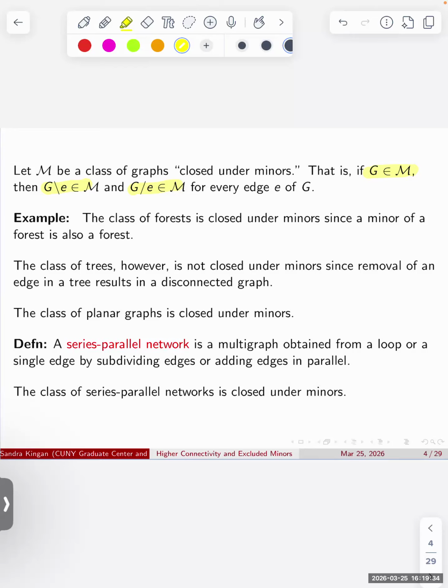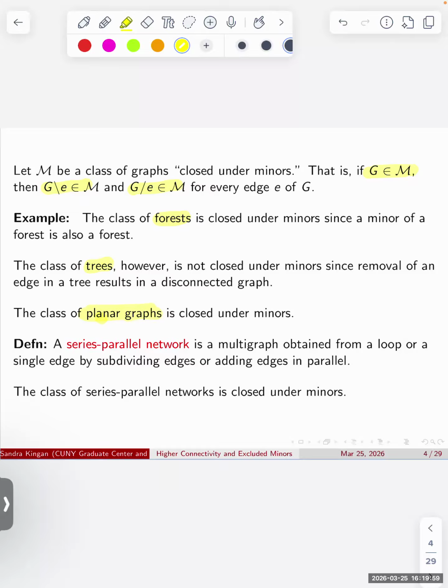So for example, the class of forests is closed under minors, since a minor of a forest is also a forest. The class of trees is not closed, for a technicality, because if you remove an edge, then you disconnect the graph and you get a forest, right? So it's just a technicality there. The class of planar graphs is closed under minors.